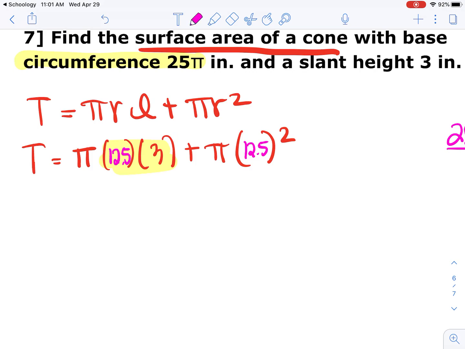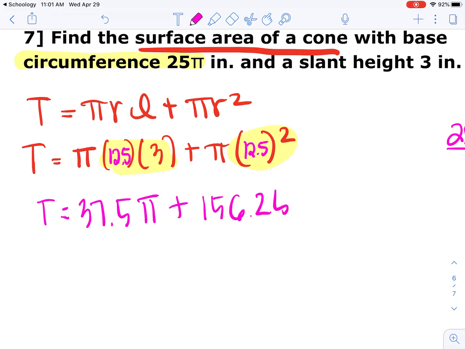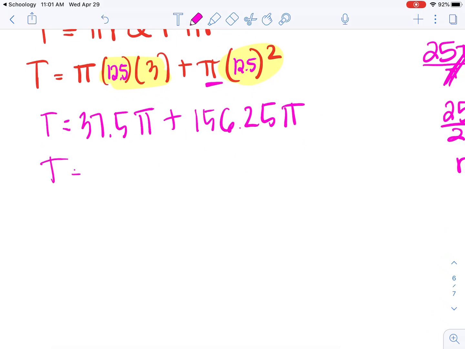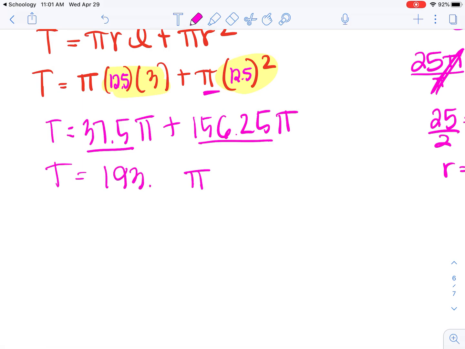So I'm going to do 12.5 times 3 in my calculator. And I get 37.5. I didn't put pi in there, plus. And I'm going to put 12.5 squared in my calculator. And I get 156.25 pi, because I didn't put pi in my calculator. And now, once again, since these both have pi in them, I can combine them and leave pi in my answer. So I'm going to add 37.5 and 156.25, and I get 193.75, don't forget pi, inches squared.